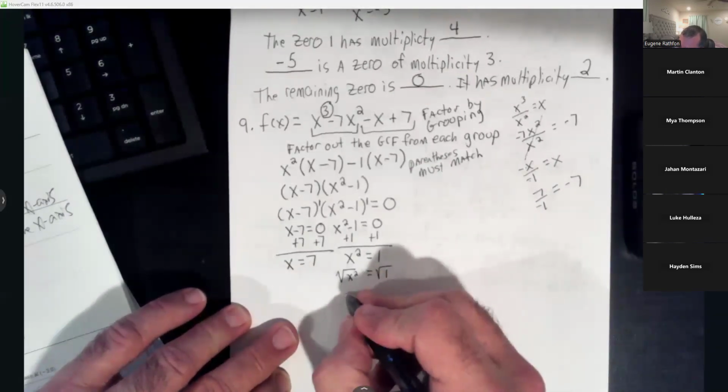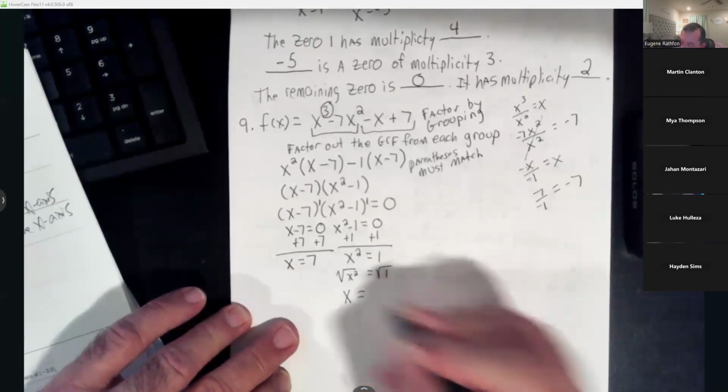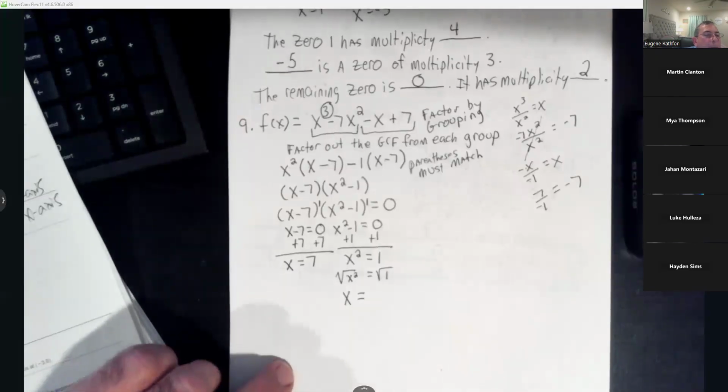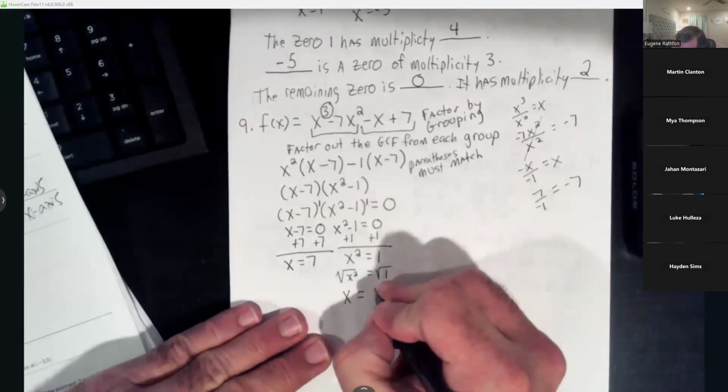So y'all, the square root of x squared is x. Give me my two answers so I can see if y'all figured that out yet. So basically, the square root of 1, what you got, plus or minus 1. Good job.